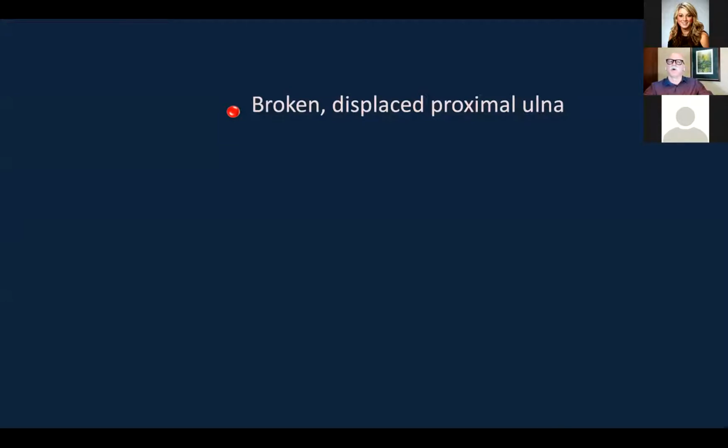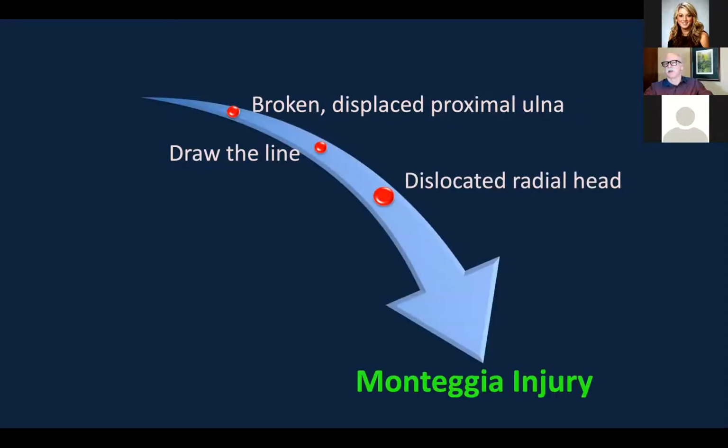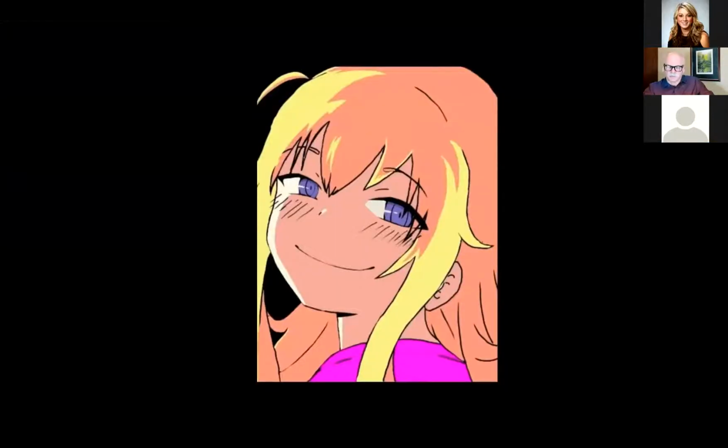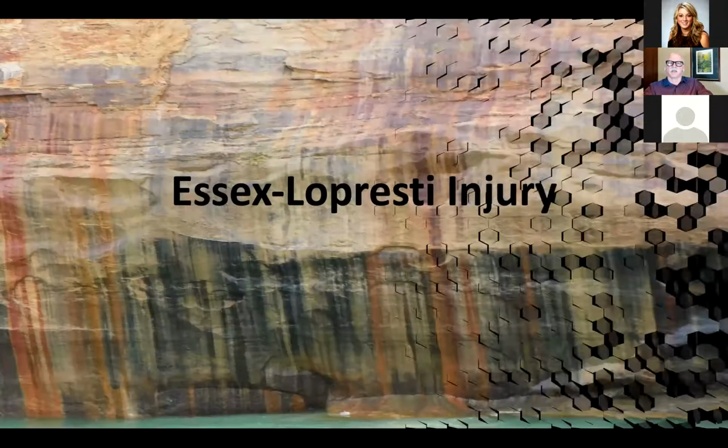So when you have a broken, displaced proximal ulna, if you draw the line of the radius to see if it intersects with the capitellum, if it's dislocated, think about Monteggia injury. Well, you probably already knew this, right? So let's go on to things that are a little less obvious. And we'll talk about Essex-Lopresti injury.